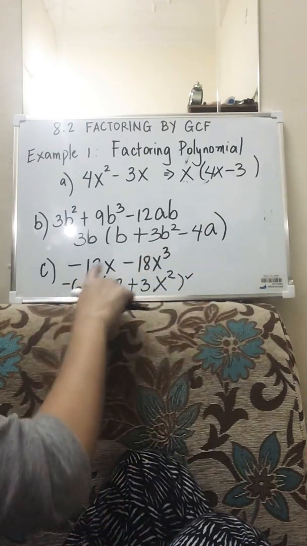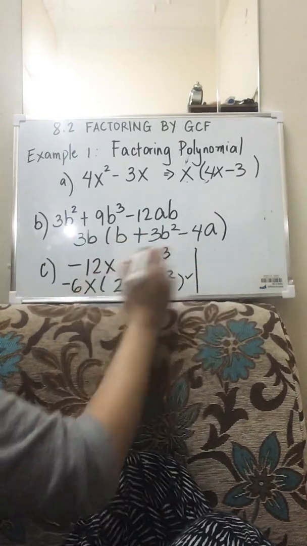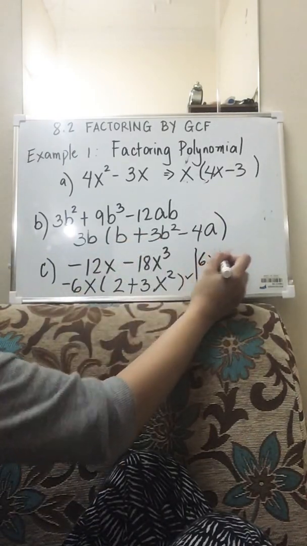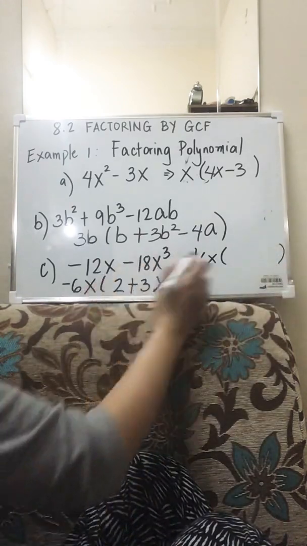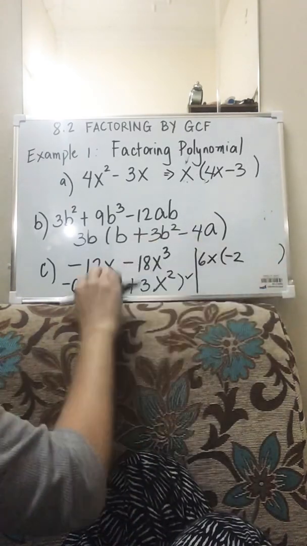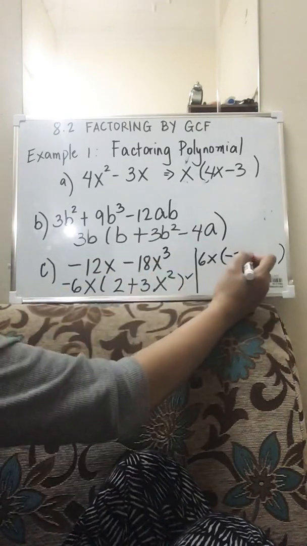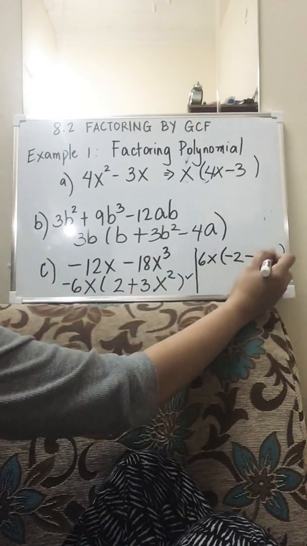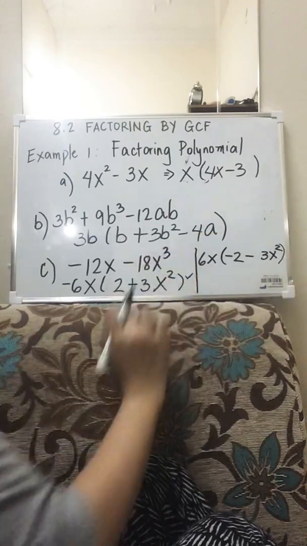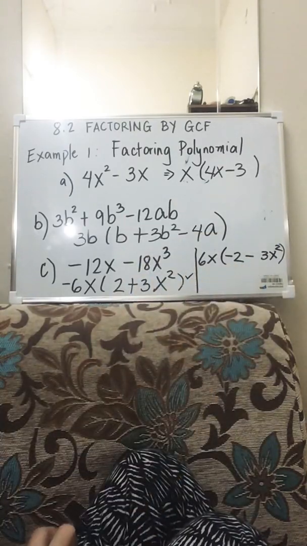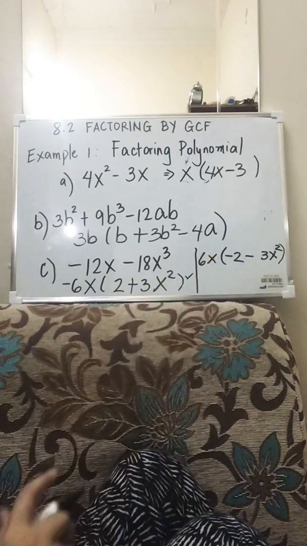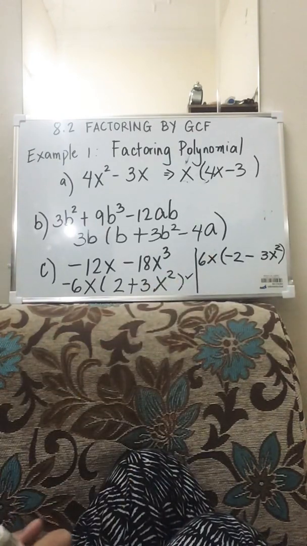But if you want to use a positive factor, for example 6x, you may. But what will be the sign inside? You will have negative 2, because you need negative 12x, right? Minus 3x squared, because you need negative 18x cubed. So this is correct, and this one is also correct. These factors are both possible. Okay, got it?